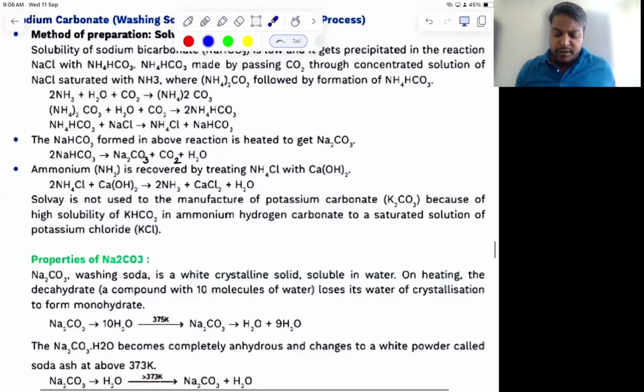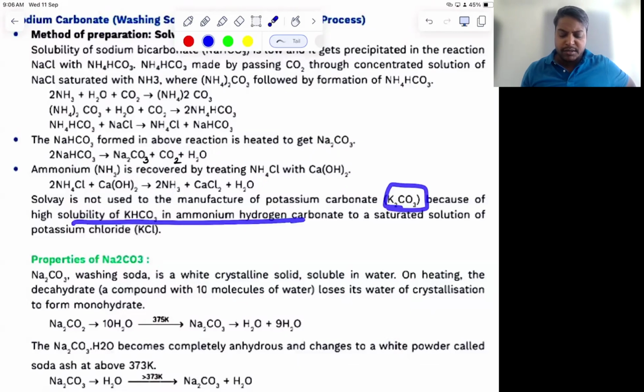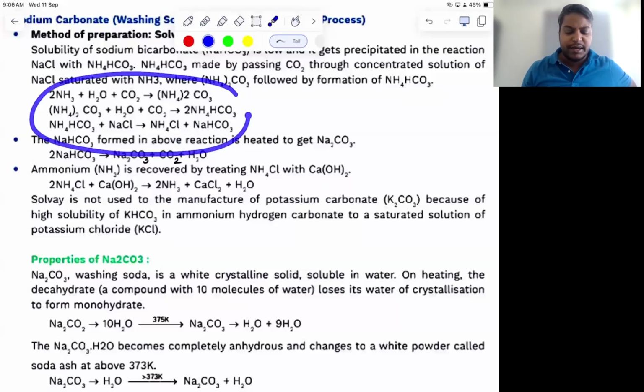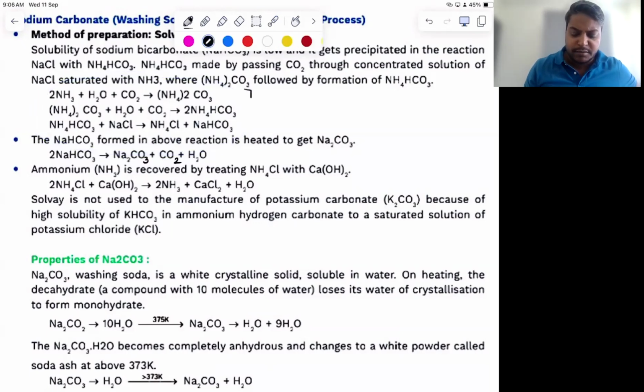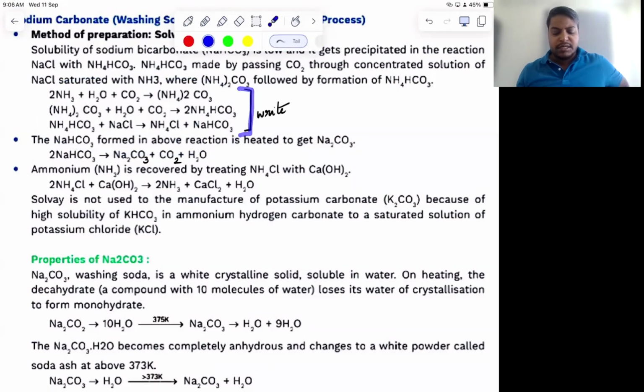We can't do this for K2CO3 because its bicarbonate is very much soluble in ammonium carbonate. So that's why for potassium it cannot be used. For sodium, this is the reaction used. So I would suggest all of you to write and learn this. Make sure that you write it multiple times and learn it. Not now, but I'm sure you have the equations, so please check them out once. Learn what the Solvay process is and see what the important conditions are.